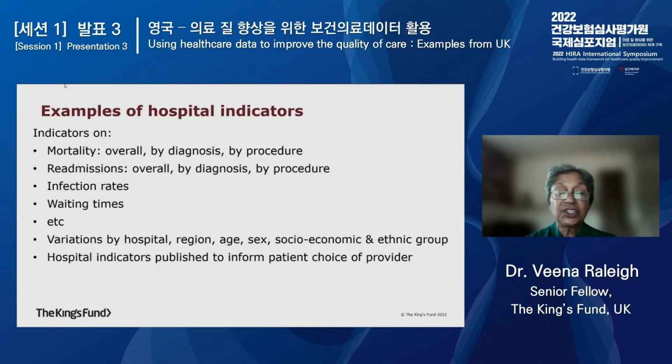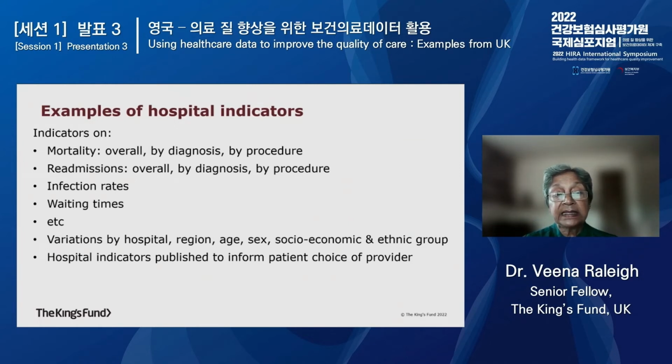So this is just a brief summary of the sorts of indicators we have. They'll be similar to what you do in your country. We have indicators on mortality by diagnosis and procedure. We have indicators on readmissions, again by diagnosis, procedure, length of stay, and so on. Infection rates, there was a big crackdown on hospital-acquired infections because that was a problem at one point. Waiting times are a big issue in the UK. We do have long hospital waits. And this shows how different hospitals are performing.